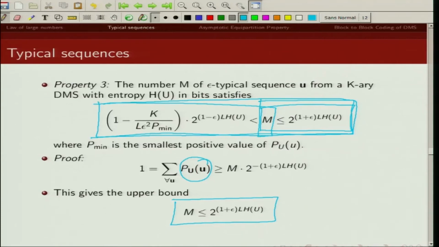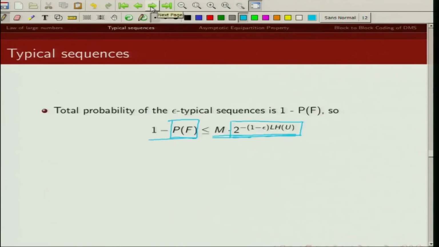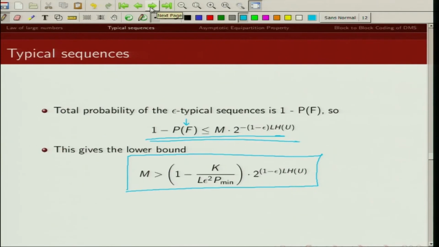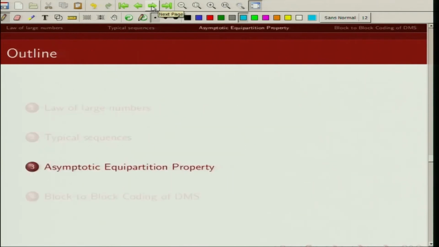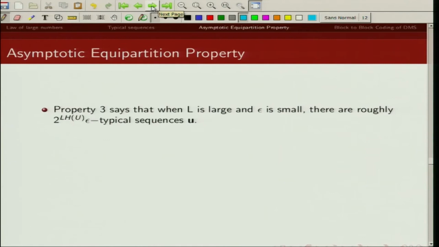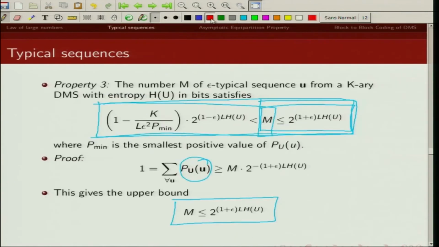Now, let us look at these results when L goes very large, that is, asymptotic results when L is very large. We have shown 3 properties of typical sequences and we have proved them. Now let us look at what happens when L is very large and epsilon is small. Look at property number 3. What does property number 3 say? The number of typical sequences is basically given by this.